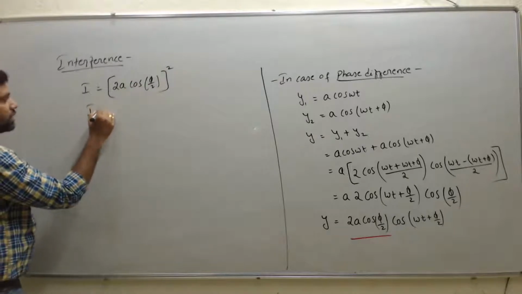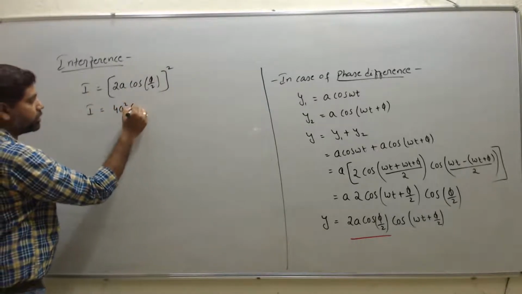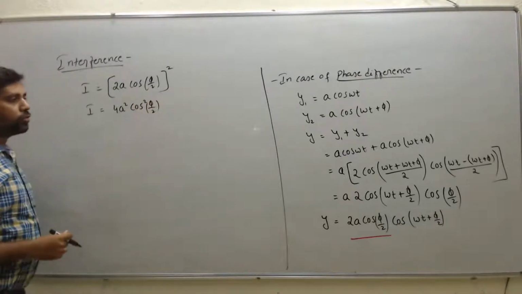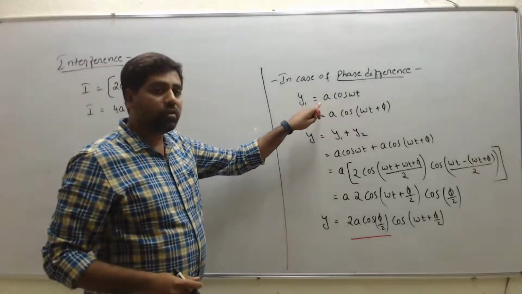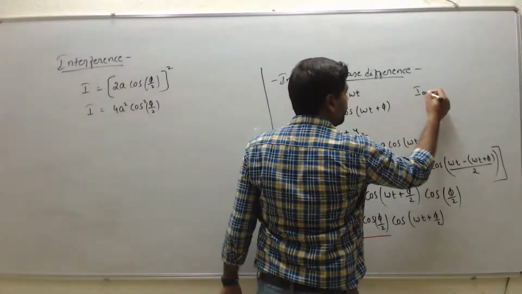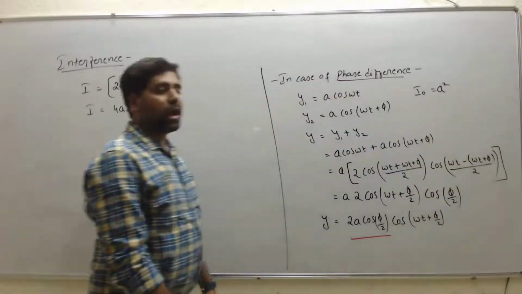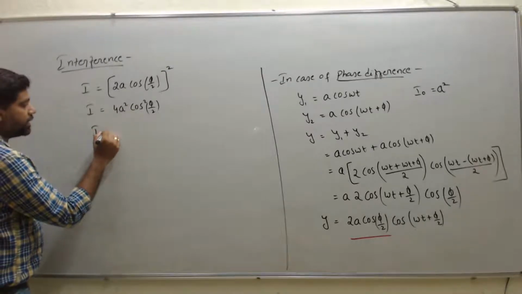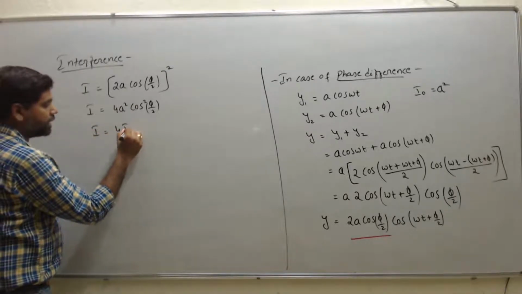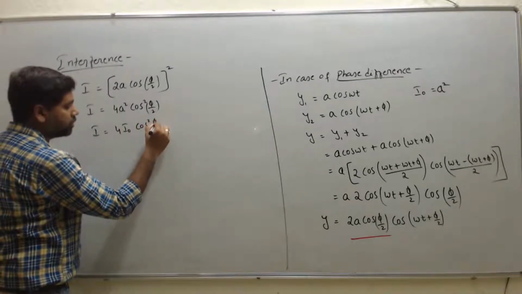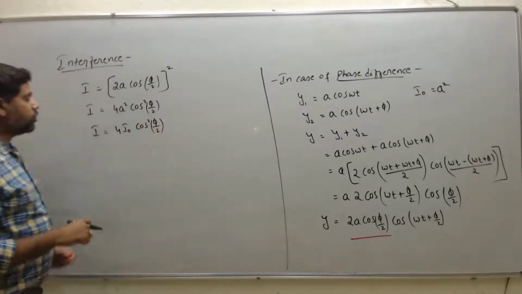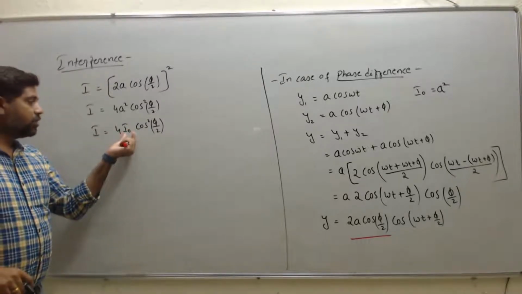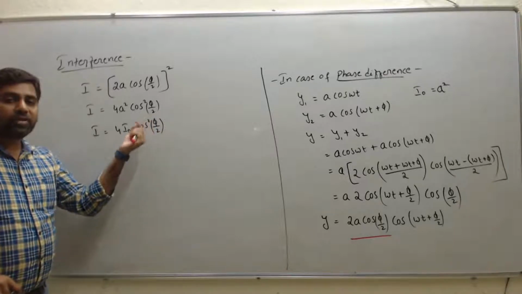So this can be written as I equals 4a squared cos squared pi by 2. If we write the intensity for the individual wave, that is I naught equals a squared, the square of the amplitude of the individual wave. Then here we can write I equals 4 I naught cos squared pi by 2. So here the intensity varies. 4 is a constant, I naught is a constant, so it only depends on the phase difference pi.